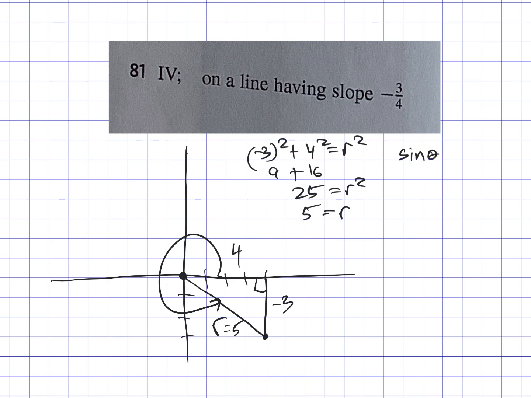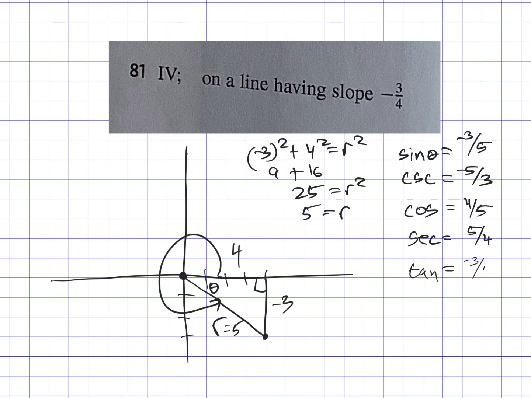Sine of theta is equal to opposite leg over hypotenuse. Cosecant is -5/3. Cosine is the adjacent leg over hypotenuse. Secant is reciprocal. Tangent, opposite leg over adjacent, and cotangent is the reciprocal.